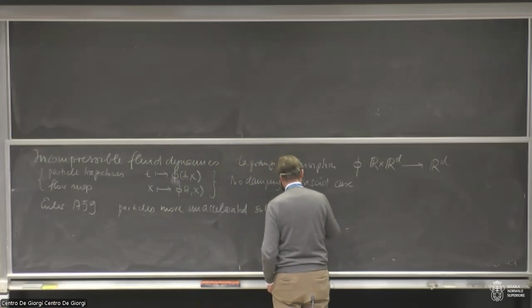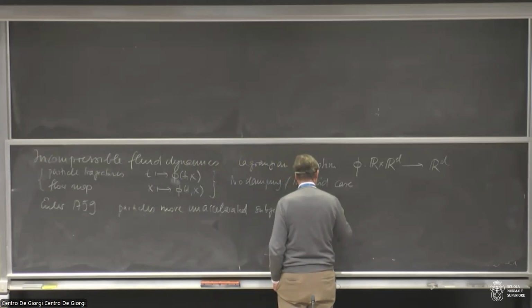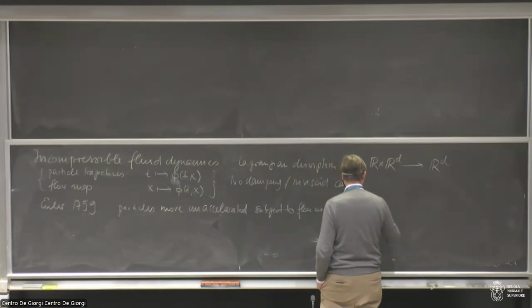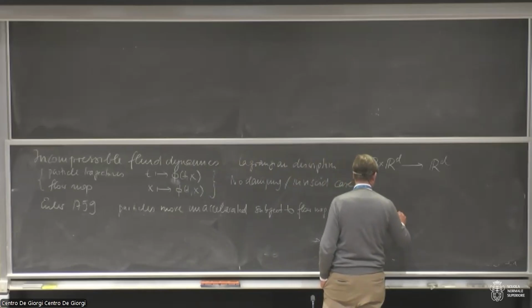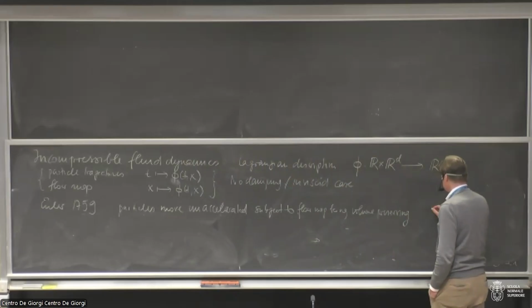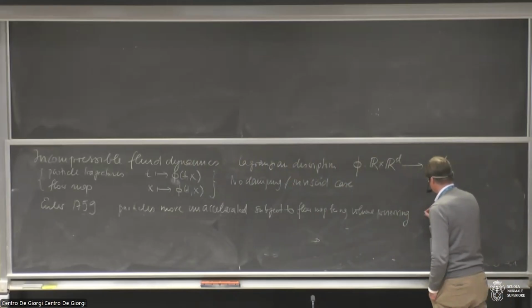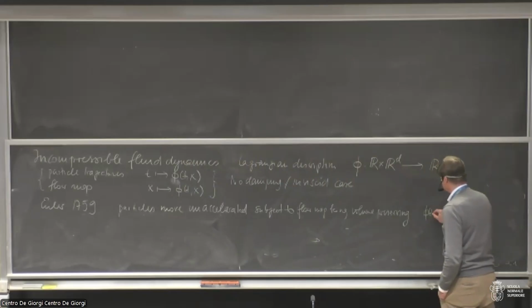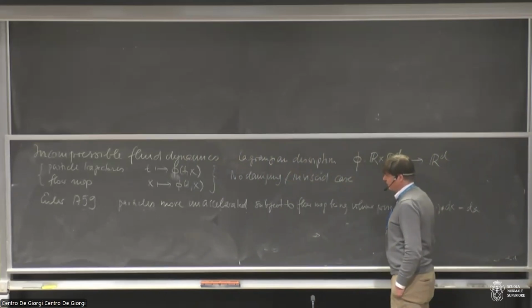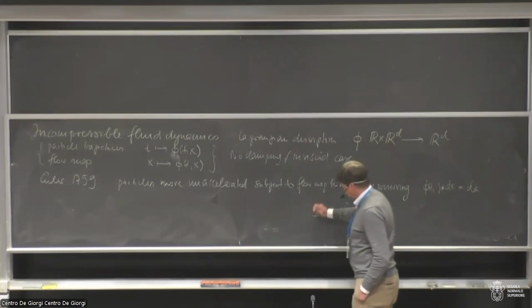Subject to the flow map being volume preserving, which I can write like this. So if I take the volume form and I push it forward by the flow map at some given time, then I obtain the volume form.